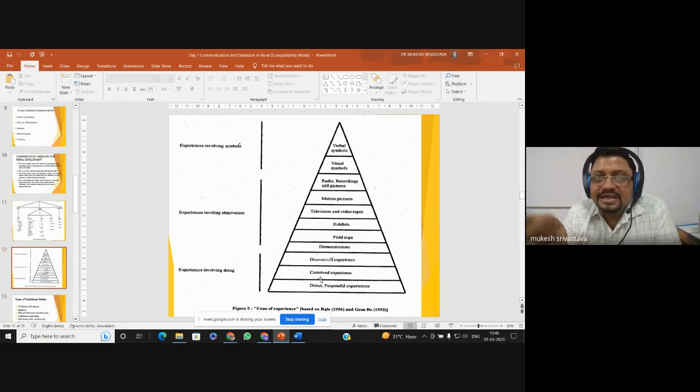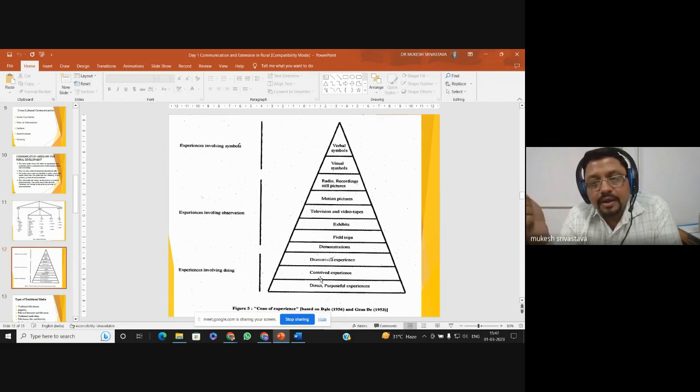Experiences involving symbols, whatever experience they get using these symbols, are at the lowest count. That means they have the lowest impact on the lifestyle, attitudes and behavior of the persons living in the rural area. If we talk about experiences involving observation, that means what they are seeing, they are basically observing using some other techniques. What are these techniques?